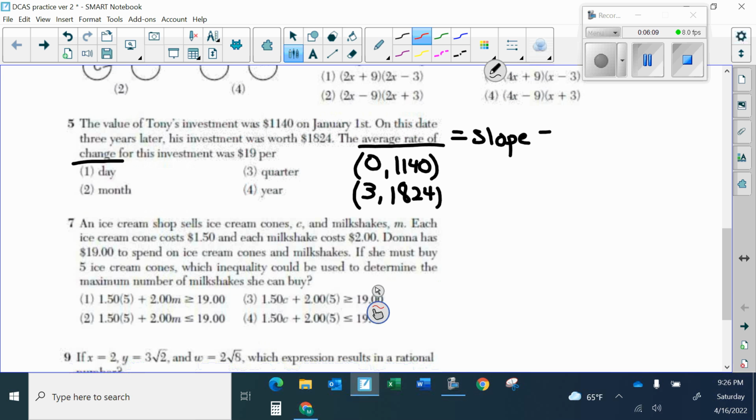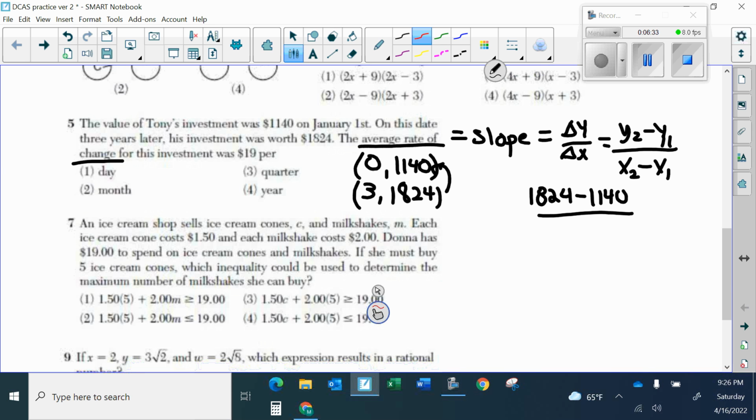You should know slope equals change in y over change in x. You did this in 6th grade, 7th grade, or 7th grade and 8th grade, and now again in 9th grade. Okay, so the long way of writing that is y sub 2 minus the y sub 1 all over x sub 2 minus x sub 1. Okay, so I have 18.24 minus 11.40. So I'm going that way there. I have to go the same way there. 3 minus 0.